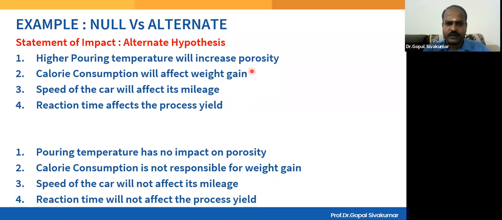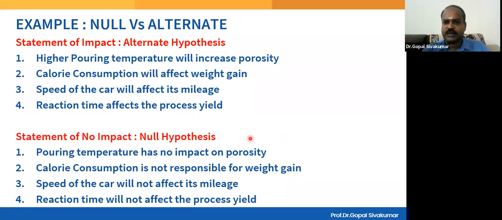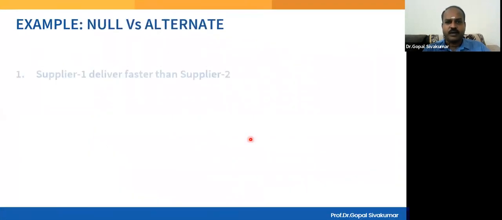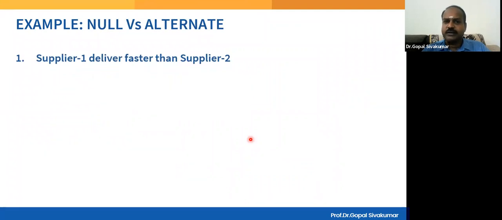So if you carefully note, all these statements are statements of no impact. The statements of no impact are called null hypothesis, right? So you can define the null hypothesis based on the impact. And another thing, based on equality, right? Now the previous example was based on impact. Now it is based on equality. When I say equality, mathematically, you will be able to put an equal to symbol. Inequality means there will be a higher than or greater than or smaller than symbol.